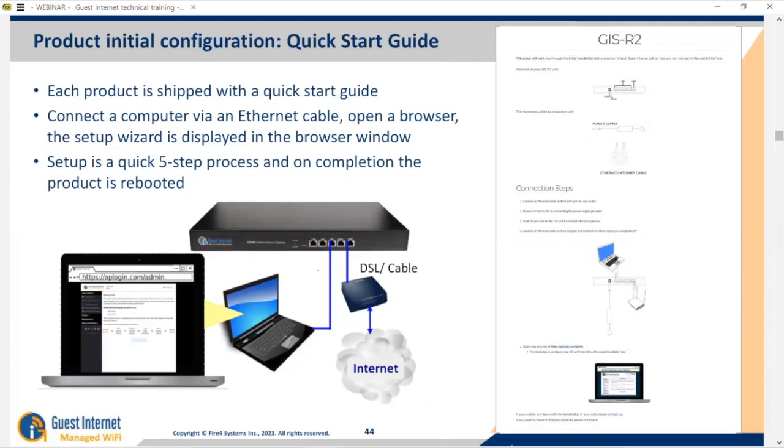The WAN port connects to the internet service, and then a computer is connected with an Ethernet cable to the LAN port. As soon as the equipment is powered up and the browser is opened, then the user will see the quick start guide and will follow the instructions in the quick start guide, which are also described in the document that's shipped with each product.